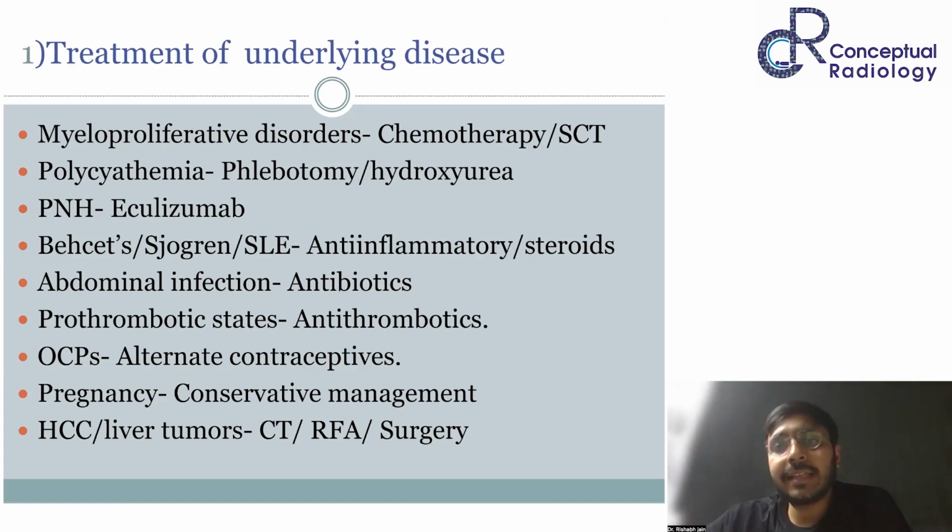So treatment of underlying disease, if it's a myeloproliferative disorder, you do appropriate chemotherapy. Polycythemia vera, you do phlebotomy or hydroxyurea. PNH, you give eculizumab. Behcet, Sjogren's or SLE, you give anti-inflammatory and steroids, and so on and so forth. Basically, treatment of the underlying disease.